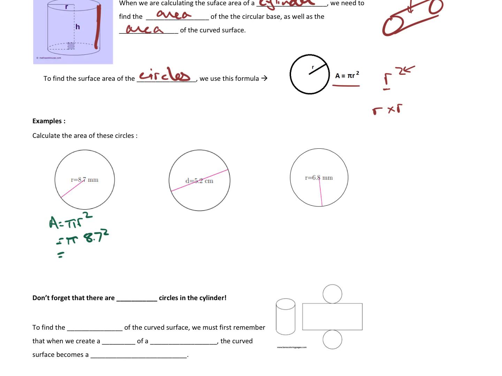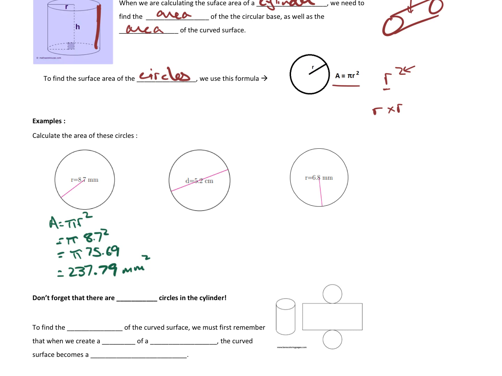I'm doing 8.7 times 8.7, which gives 75.69. Then when I multiply pi by 75.69, I get my answer of 237.79. My unit of measure is going to be millimeters squared.